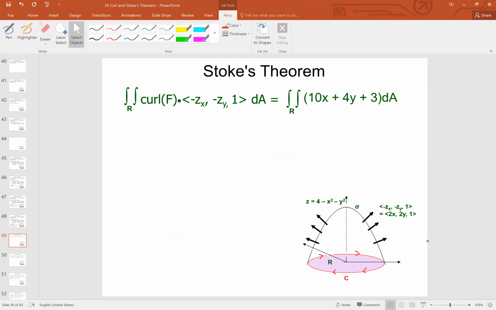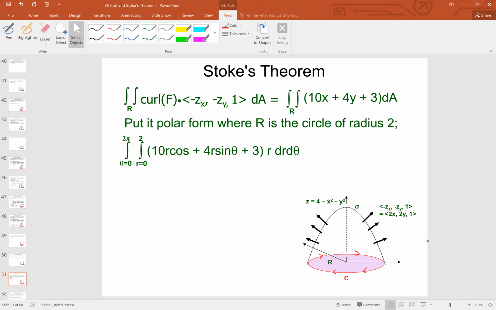So we convert it into polar coordinates. That's a circle of radius 2, with z equal to 0. So integrate r from 0 to 2, and dA is r dr d theta. Then convert x into r and theta, and so on. And then it calculates to 12 pi.